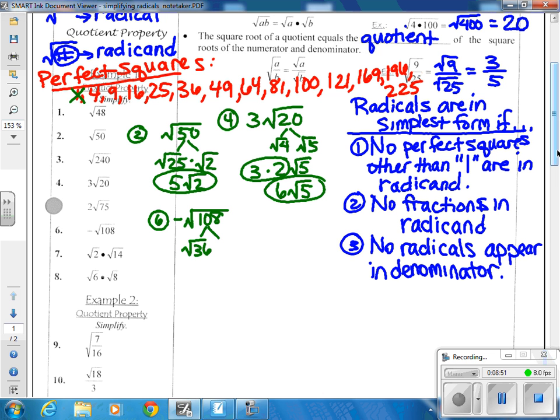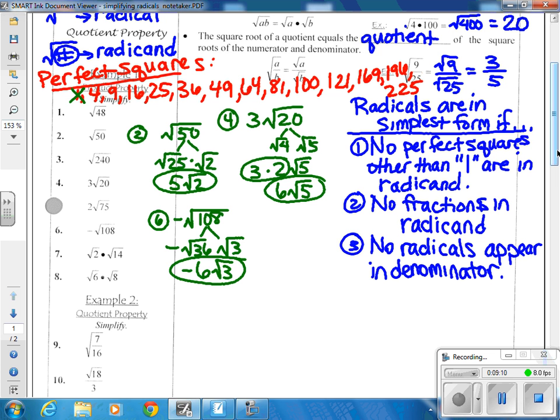So we have the square root of 36, and 36 times 3 is what's going to make 108. So this is square root of 36 and square root of 3. And keep that negative traveling along. Square root of 36 is 6. Put the negative sign in front, and then bring the square root of 3 down. So this final answer is going to be negative 6 radical 3.